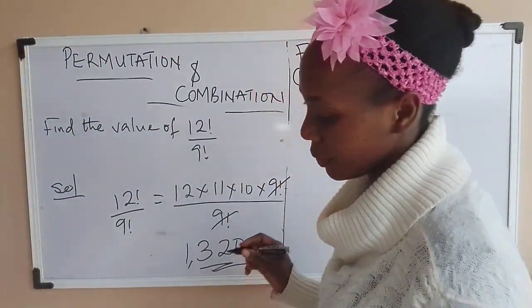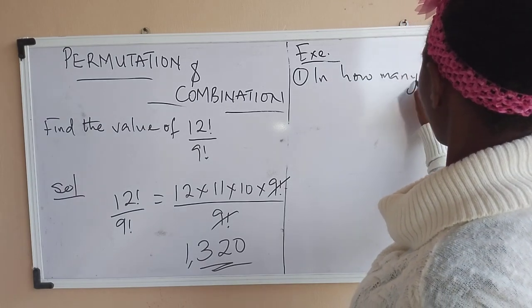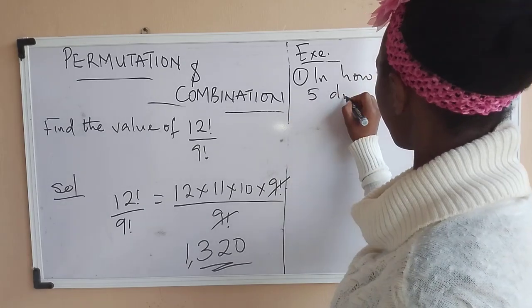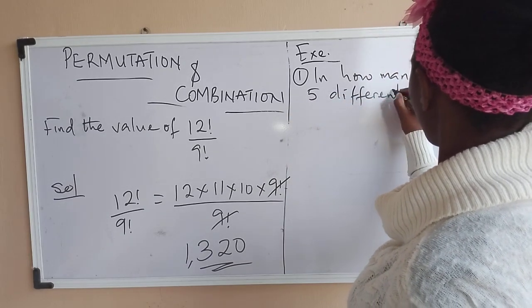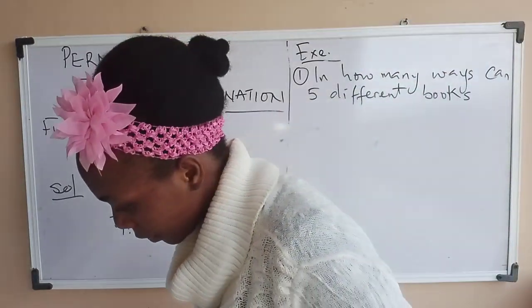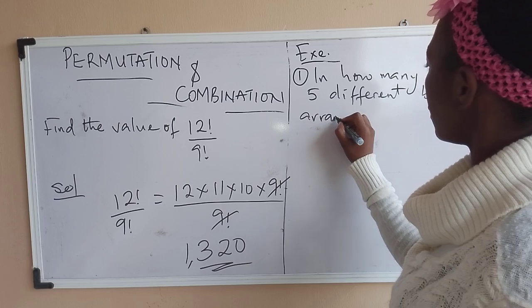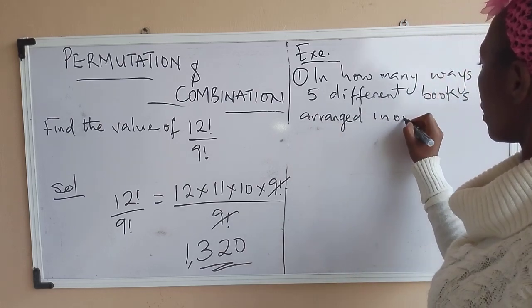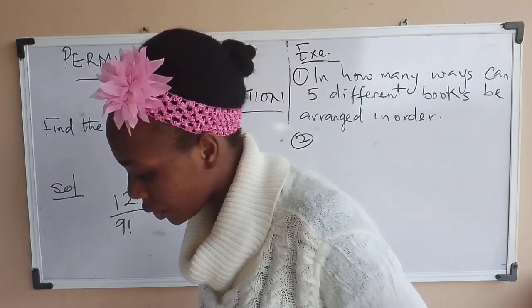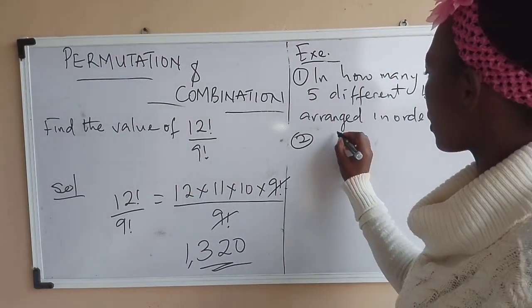In how many ways can 5 different books be arranged in order? Number 2, find the total number of different arrangements using any 3 letters.